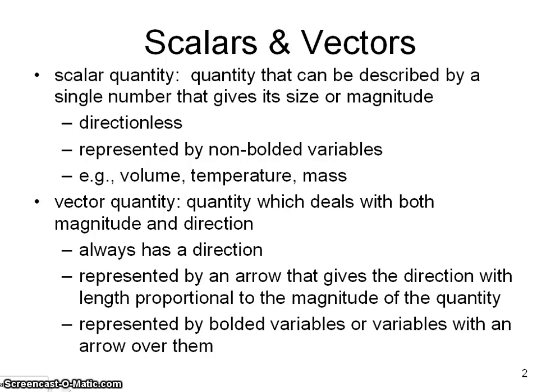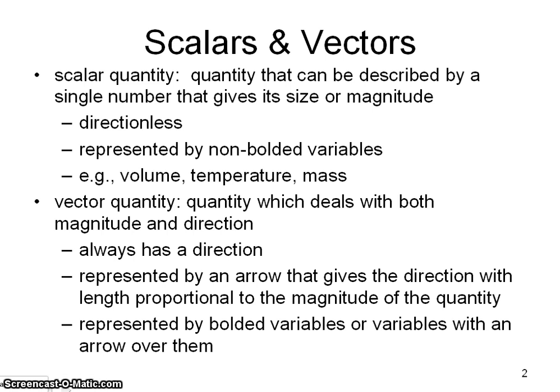So anything we can measure is either a scalar or a vector. Scalars are things that we measure that have no direction. It's just a single number that gives the size or magnitude. We represent scalars with non-bolded variables and variables that do not have an arrow over them. So for instance, our scalar quantities are volume, temperature, mass, and now distance and speed. Volume is never going to have a direction. It's represented by capital V, not bolded, no arrow over it.